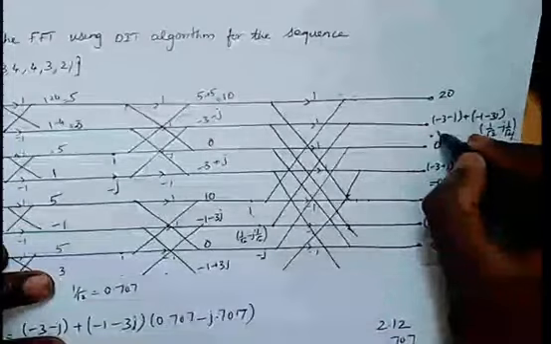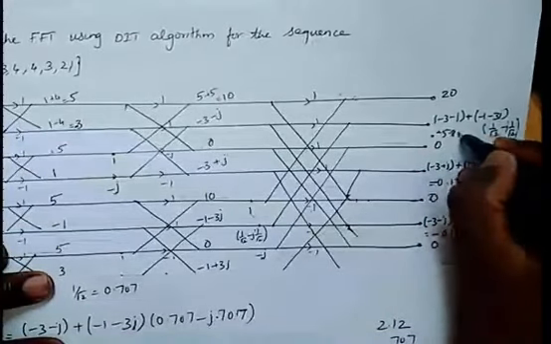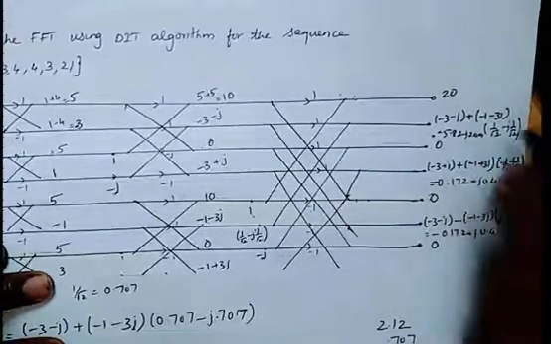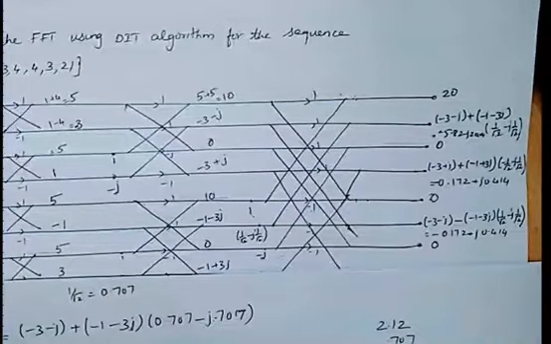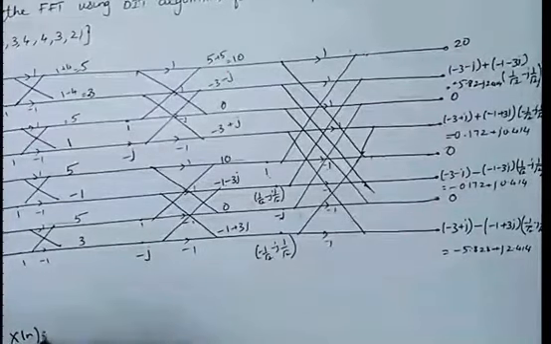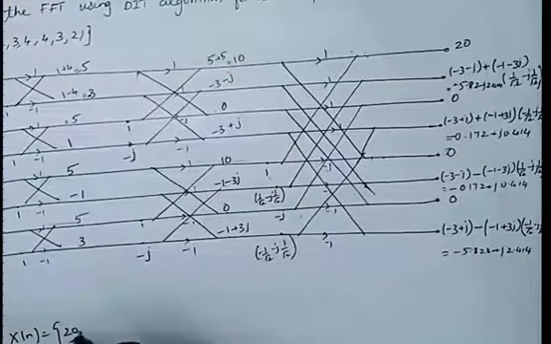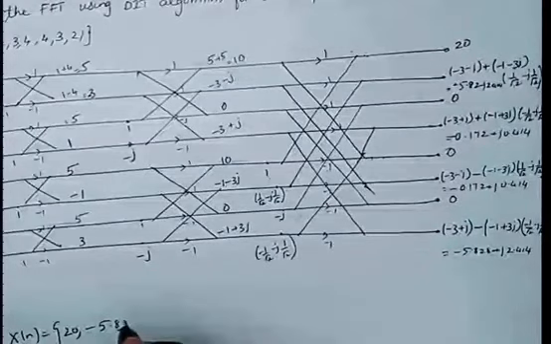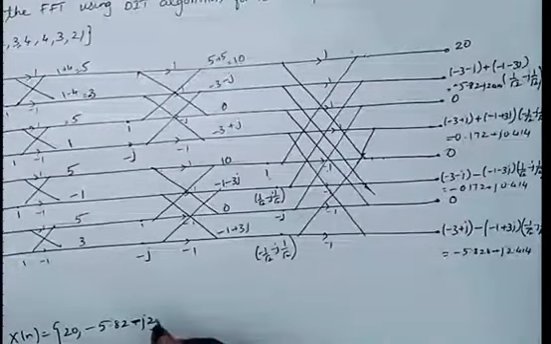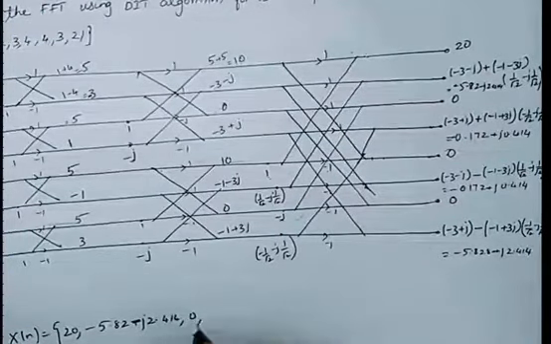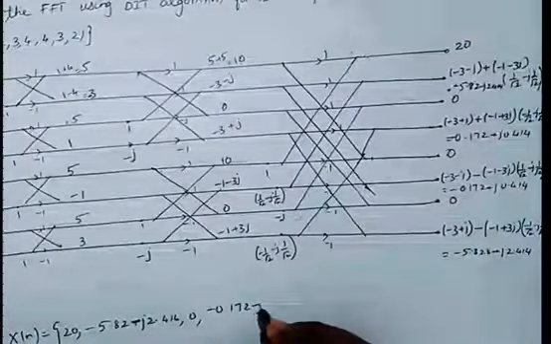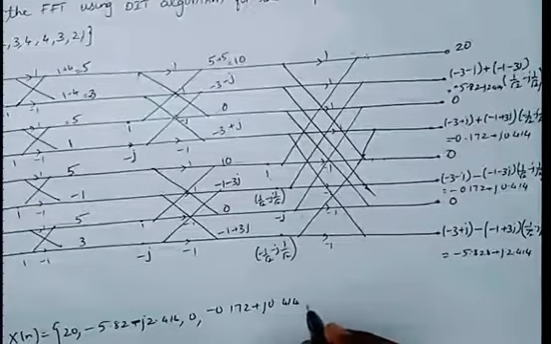So here let's write minus 5.828 minus j into 2.414. Please take down the answer and write it, it is very important. So the output x of n is going to be 20 comma, in the same order, minus 5.828 minus j 2.414 comma 0 comma minus 0.172 plus j into 0.414.